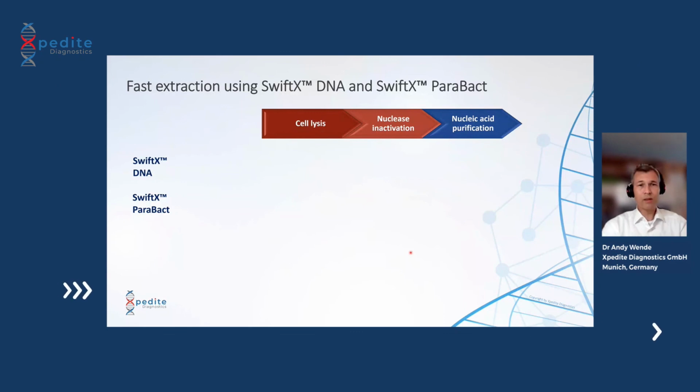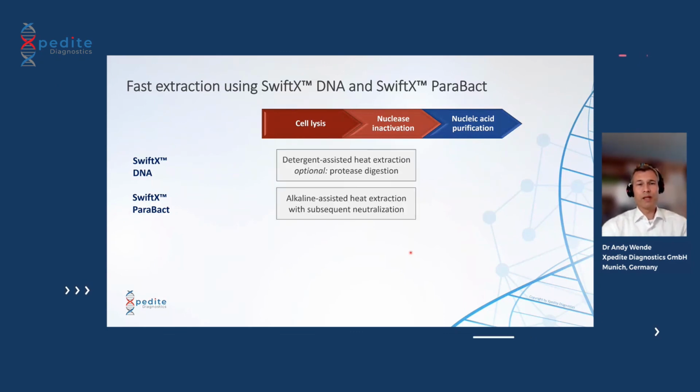the cell lysis with our kits, we do it by applying heat. For the SwiftX DNA, there's also the option to use a protease that is beneficial if you want to lyse fungi or tissue samples. Then it's very nice. You get much higher extraction yields. And the SwiftX ParaBact is basically also based on applying heat, but it's also under alkaline conditions, which gives you a very nice and high extraction efficiency if you talk about gram-positive bacteria and also parasites.